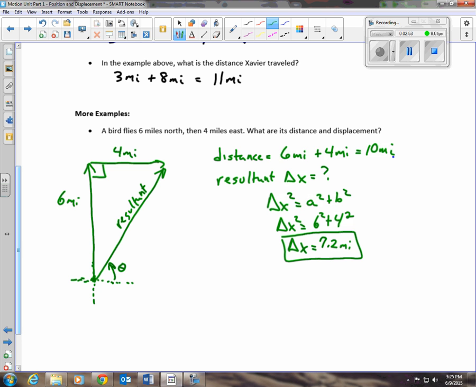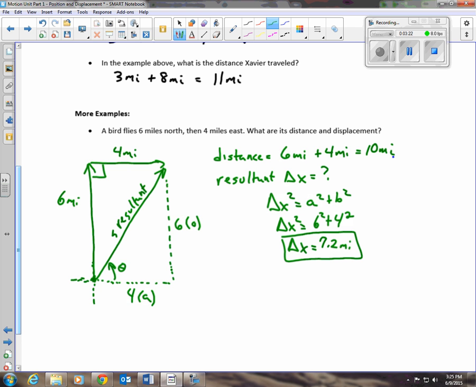Okay, in order to find that, I'm going to look at this triangle here. And I know this side of it is 6, this side of it is 4. And how am I going to find it? I'm going to have to do a little bit of trig. If I look at that angle, this 6 we call the opposite side, because it's across the triangle from it. The 4 is the adjacent side, because it's next to it. And then this resultant is the hypotenuse.